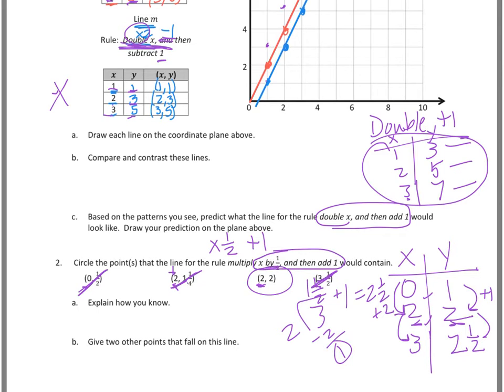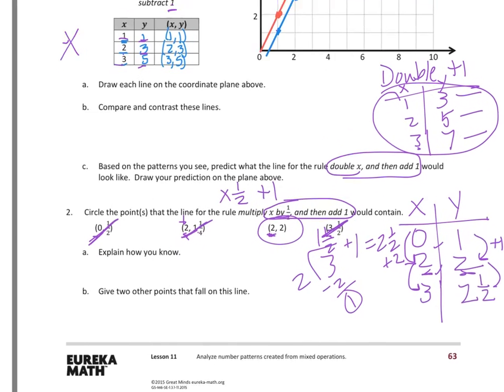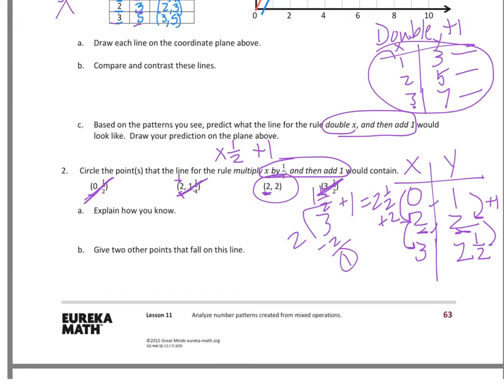Now you have to give 2 other points that fall on this line. Again, same thing. Take 4 as your x and plug it into the rule. So I'll do this one: 4 times a half plus 1. Half of 4 is 2 plus 1, which gives you 3. So there's one point, and then pick another one. I would try to pick an even number so you can take half of it, like 6. Then take half of it and add 1 to it. That'll be your other point.